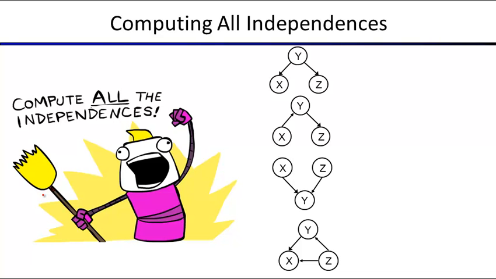Let's do it. Start with this one here. What are all the independences? Let's see. Not too many, actually. We have x independent of z given y. And that's actually it for this one. That's a set of all independences. How about this one over here?